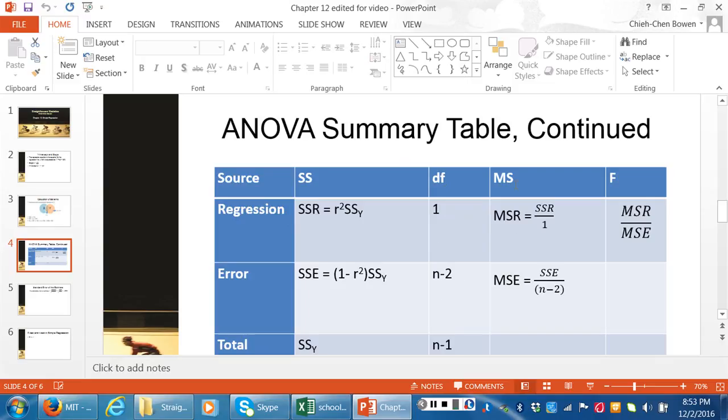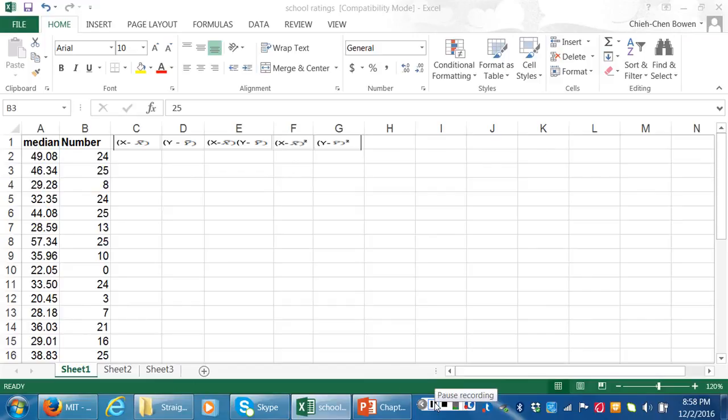And then you calculate mean square. Mean square is the same as variance. So mean square due to regression is sum of squares due to regression divided by degrees of freedom. And mean square due to error is sum of squares due to error divided by degrees of freedom of error. And then you calculate the F-test by MSR, mean square due to regression, divided by MSE, mean square due to error.